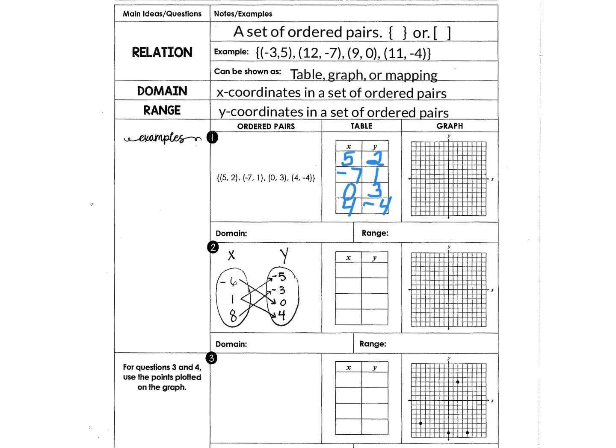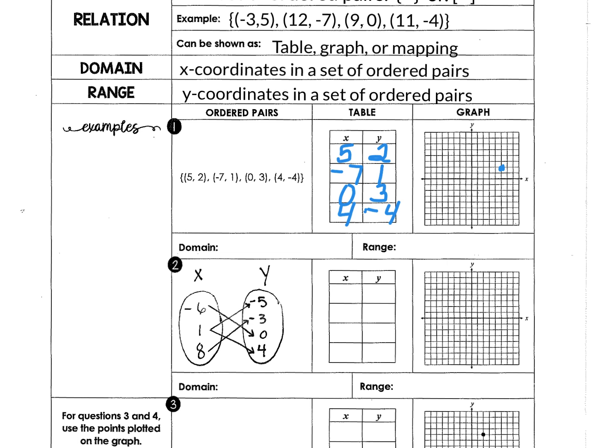Now that I've written the numbers in the table, I'm going to actually find these on the graph. So my first ordered pair is going to be over 5, up 2, and I'm going to put a dot. My next dot is -7, so I'm going to go left 7, and +1 tells me to go up 1. My next dot is over 0, up 3, and put a dot. And my last dot is right 4, down 4, and we put a dot. As best you can. I know these graphs, the squares are really tiny.